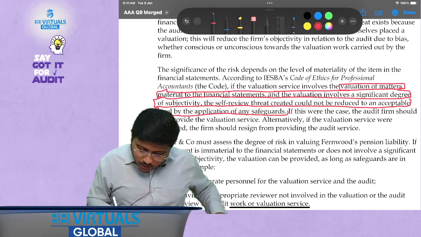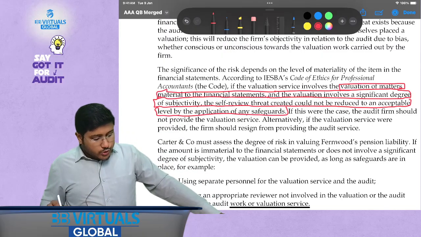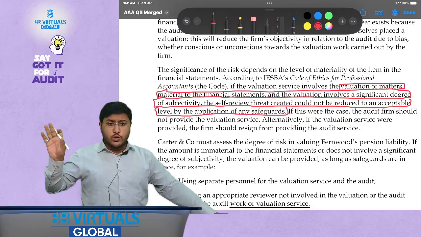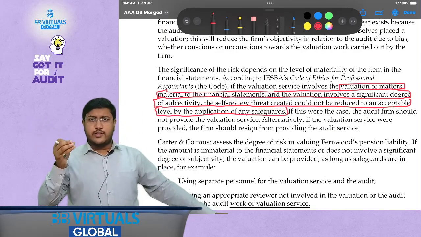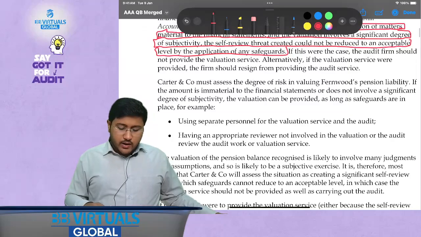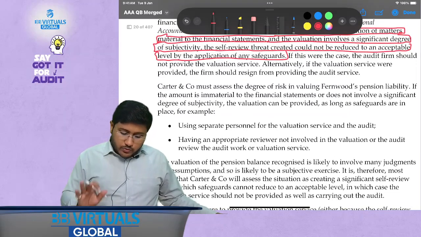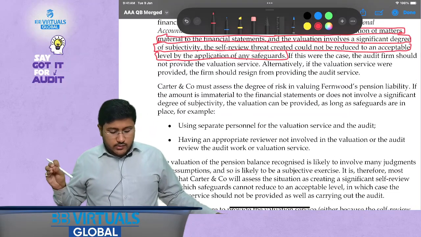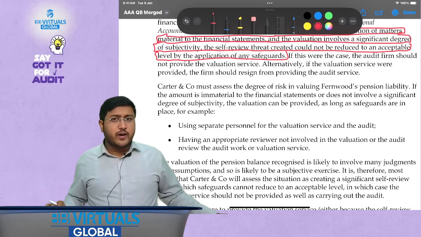Okay, if this were the case, the audit firm should not provide the valuation service. That is, if it is not driven by standards, if it is based on subjective judgment, then the valuation service should be declined. Alternatively, if the valuation service was provided, the firm should resign from providing the audit service.